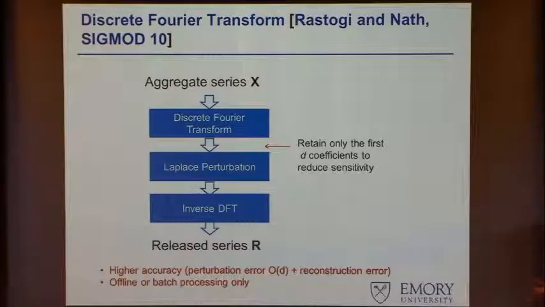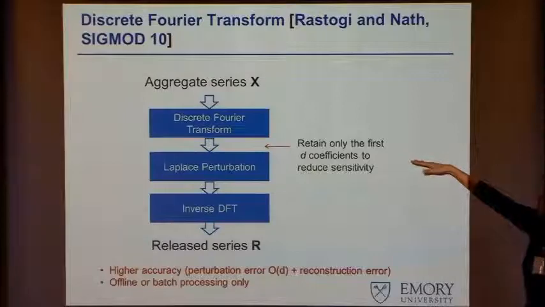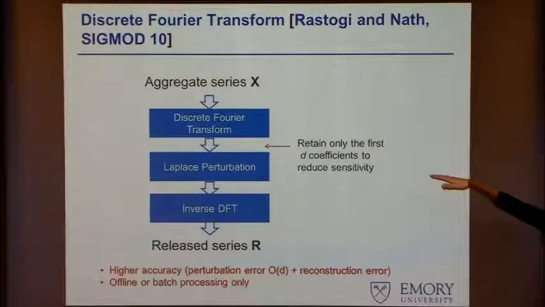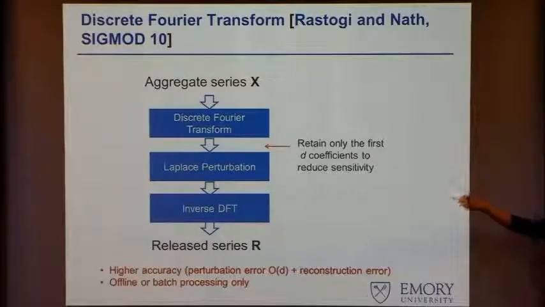It's a very smart idea where, given the time series, if there's too much noise to perturb at each time point, then why don't we just transform the data from the time domain using the Fourier transform, and then just perturb the coefficients in the frequency domain. The approach applies the discrete Fourier transform on the aggregate time series, and then in the frequency domain, we retain only d coefficients. Because of this, we can just perturb these d coefficients. And then after that, we do a reconstruction and get the original time series.